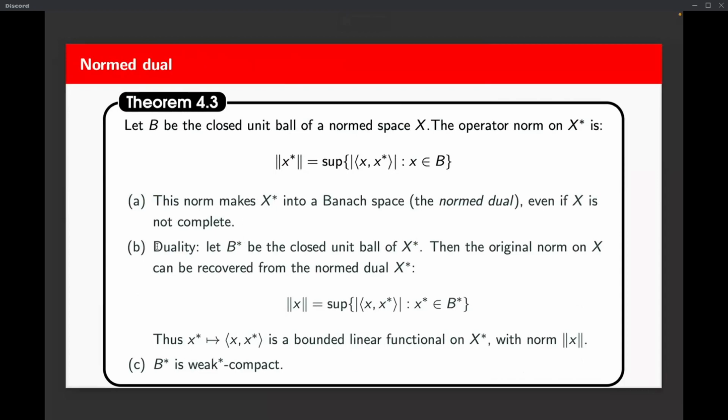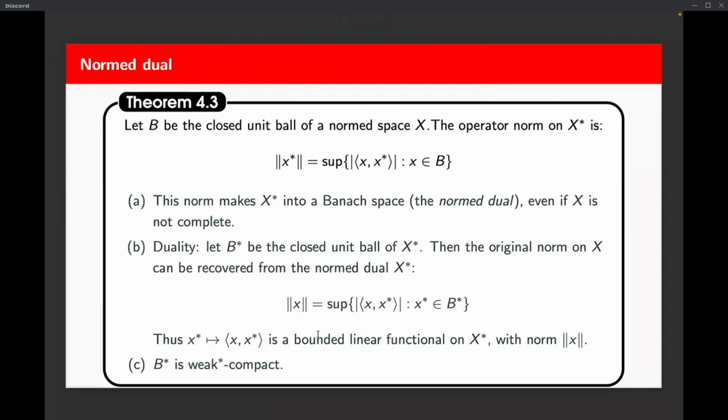And then we have this interesting duality. With almost the same expression, we can recover the norm of the original x, given the elements of the dual space. So we take the supremum over the same objects, x star evaluated at x, but instead of ranging over x, we range over x star in the closed unit ball of the dual space, and that gives us back the norm of the original x. So that's what gives us this sort of duality between the spaces.